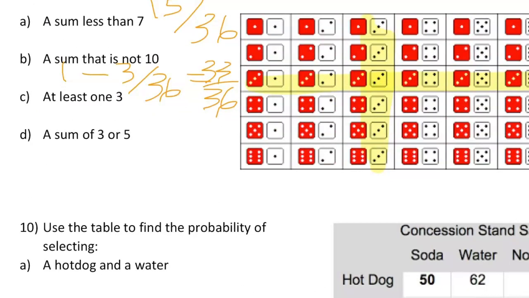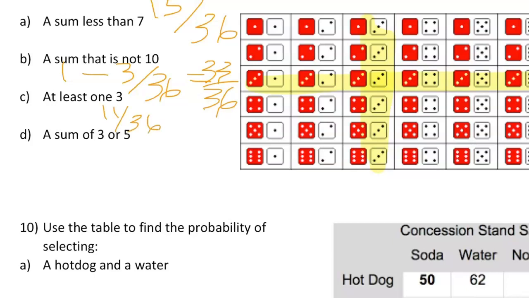So at least 1 3, count what I haven't highlighted. Let's do this correctly. So 1, 2, 3, 4, 5, 6, 7, 8, 9, 10, 11. The key is do not double count. So I'm not going to count the one that has 2 3s twice. So again, count that horizontal row, 1, 2, 3, 4, 5, 6, and then count vertically 1, 2, 3, 4, 5, not 6. So that's going to be 11 out of 36.